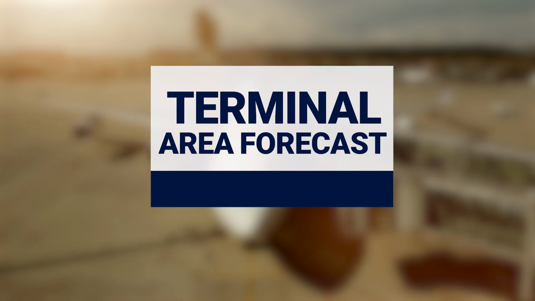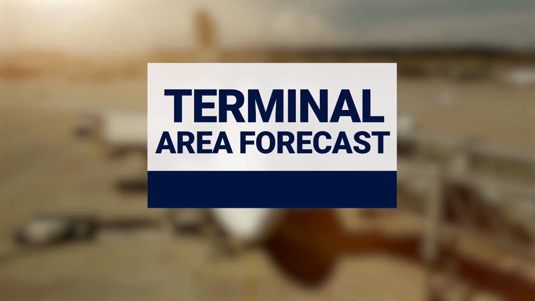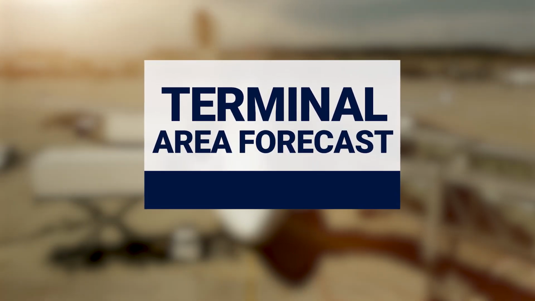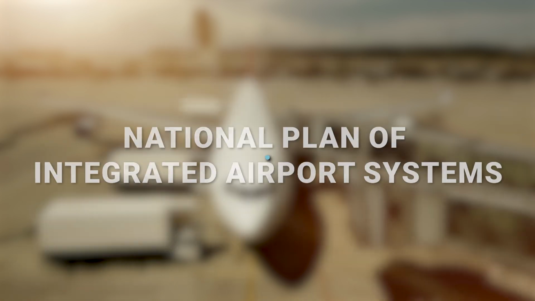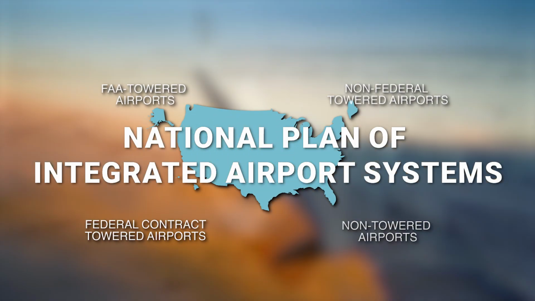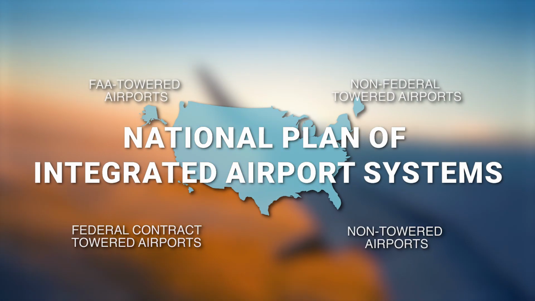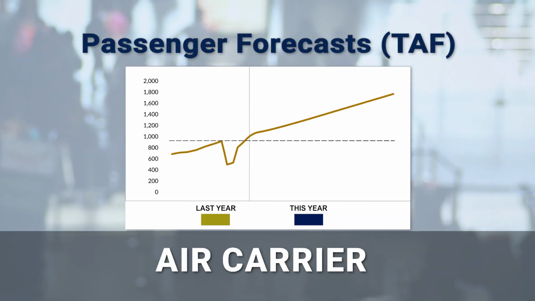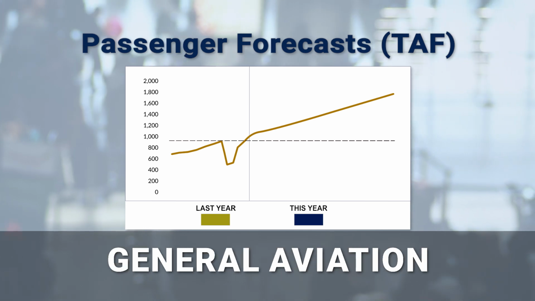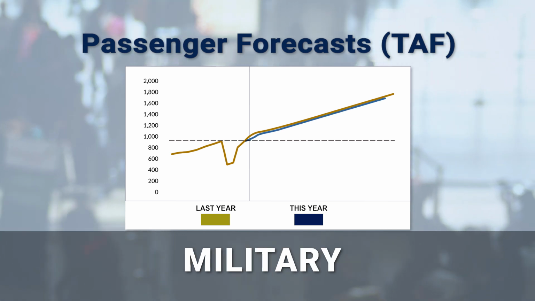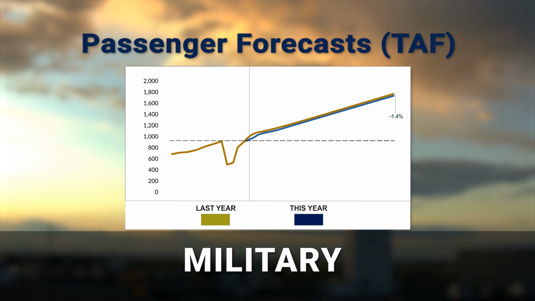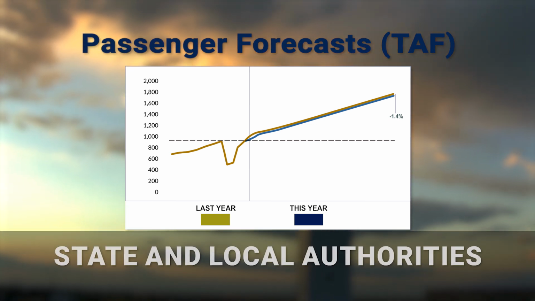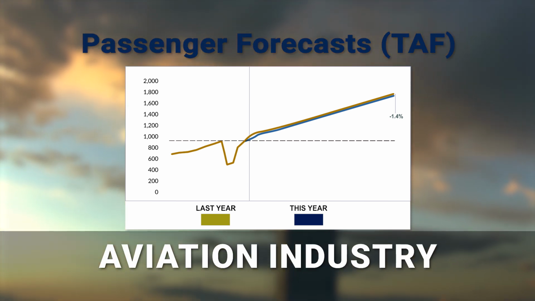The Terminal Area Forecast, or TAF, is the official FAA forecast of aviation activity for U.S. airports. It contains active airports in the National Plan of Integrated Airport Systems. Forecasts are prepared for major users of the National Airspace System, including air carrier, air taxi and commuter, general aviation, and military, to meet the budget and planning needs of the FAA and provide information for use by state and local authorities, the aviation industry, and the public.